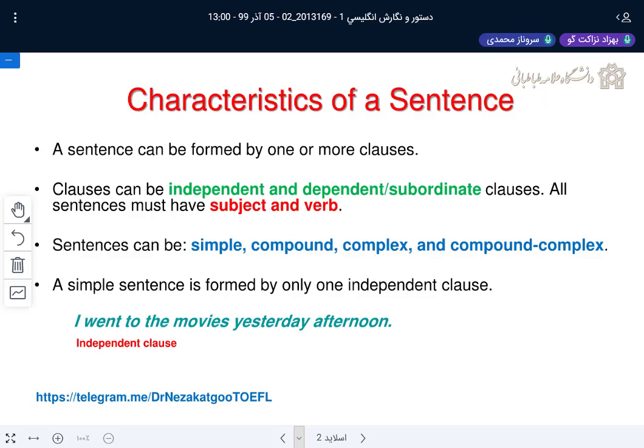Yes. Go on, please. Characteristics of a sentence. A sentence can be formed by one or more clauses. Can be independent and dependent subordinate clauses. All sentences must have subject and verb. Sentences can be simple, compound, complex, and compound complex. A simple sentence is formed by only one independent clause.